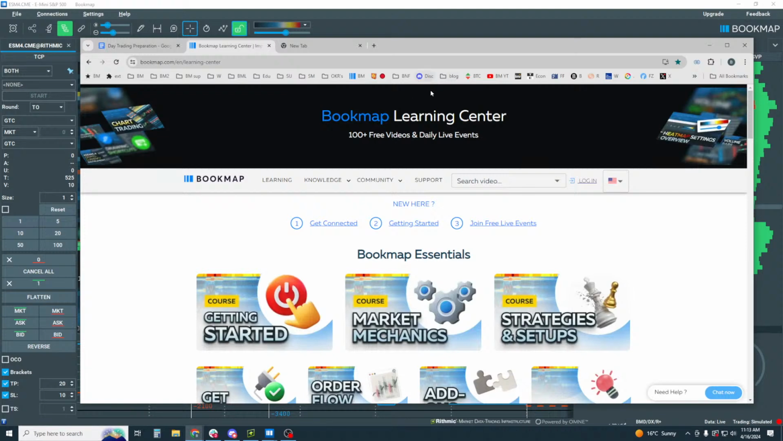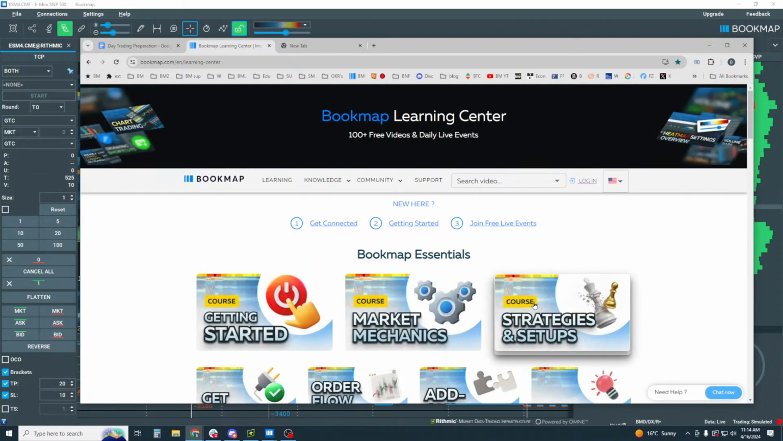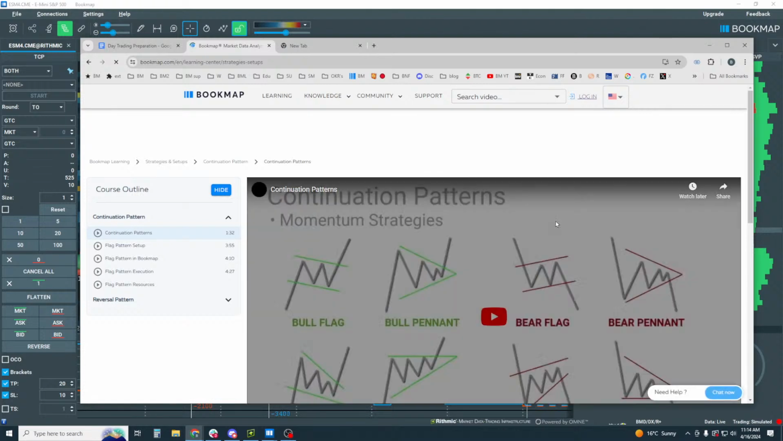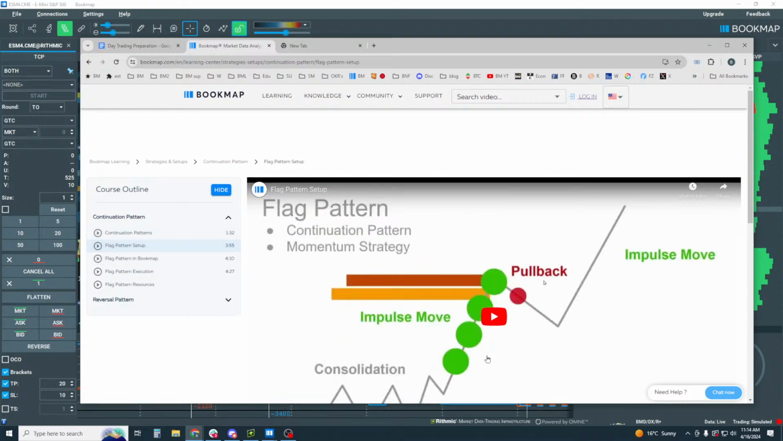So go to bookmap.com and go to education, and then our strategies and setups here. Okay, we've got the continuation pattern, and don't worry about it being a flag pattern. Okay, it's about understanding the concept in here. If you understand these concepts in here, you can trade all sorts of variations of this idea, and you will own it.